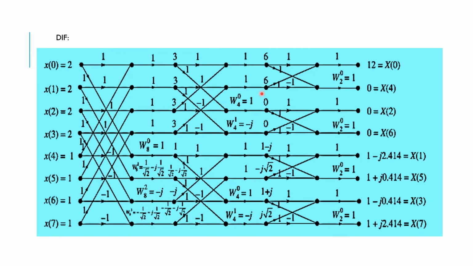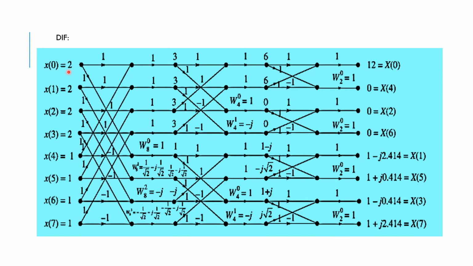Similarly, after the butterfly, the last 2 lines have to be multiplied by W8 to the power of 0 and W8 to the power of 2. The same thing here. At last it has to be multiplied by W8 to the power of 0, which is equal to W8 to the power of 0, right? So this is the only change that we have to do in the DIF structure.